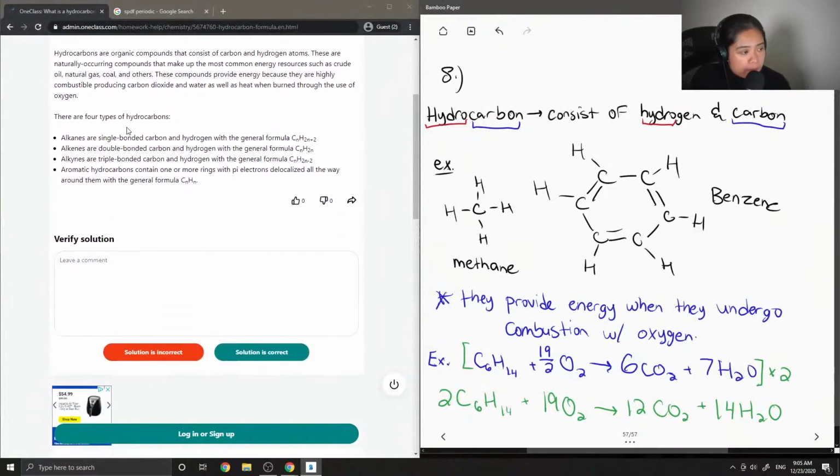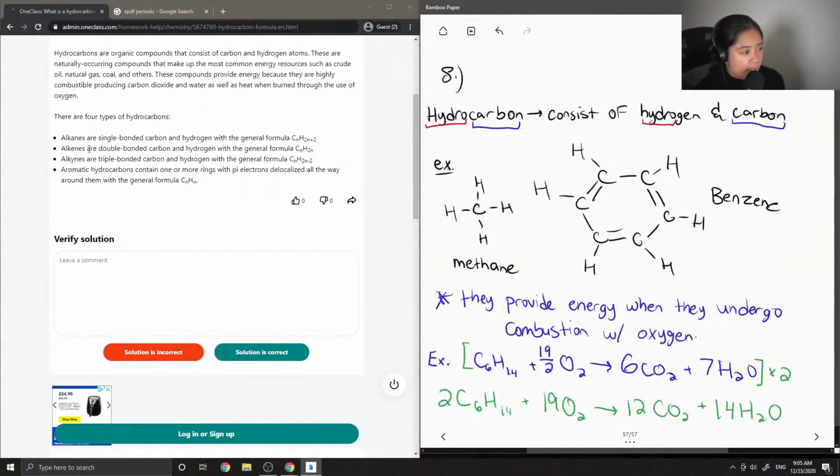There are 4 types of hydrocarbons. Alkanes are single bonded carbon and hydrogen with the general formula CnH2n+2. So however many carbons you have, so let's say you had 2 carbons, to find out how many hydrogens you would have in that alkane, it would be 2 times 2, which is 4 plus 2, so 6.